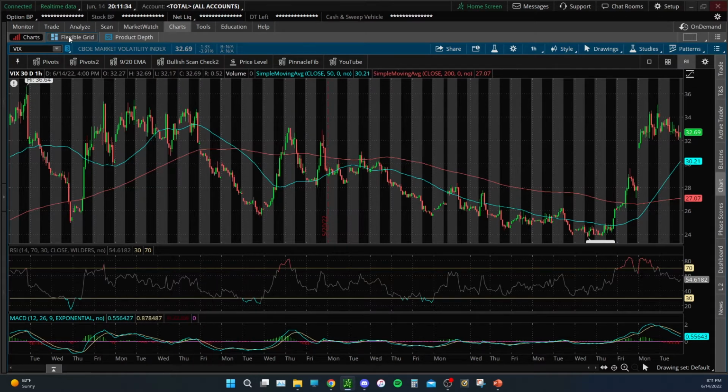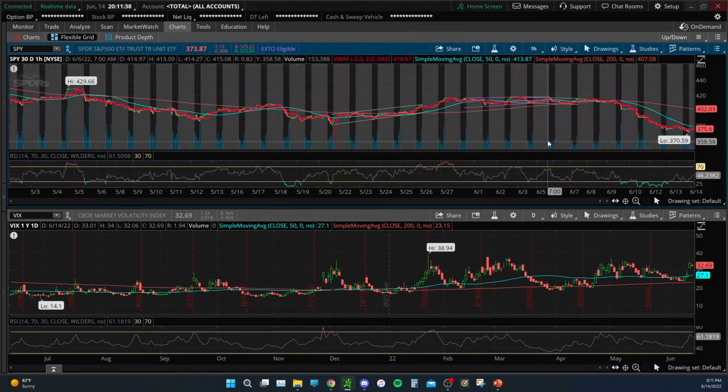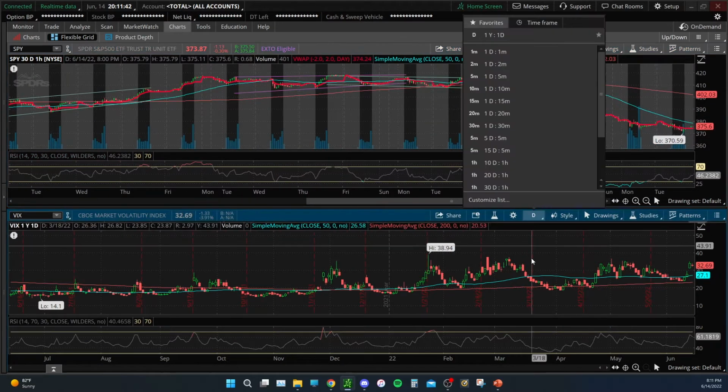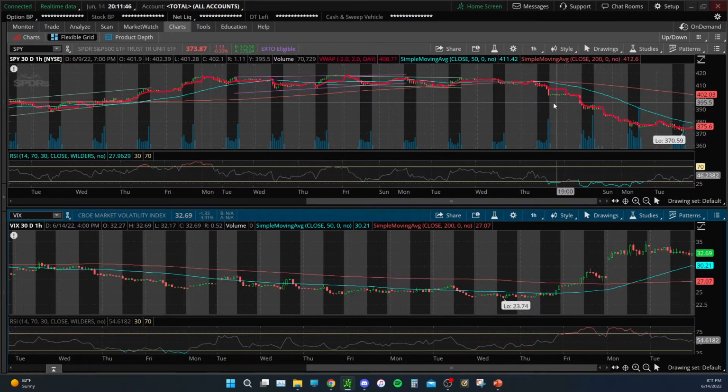So let's take a look at the S&P 500 on the 30-day chart, and then we can also take a look at the VIX on the 30-day chart. I have both of them pulled up here, one above the other. So on the S&P 500, we see it sell off, and we see the VIX rise.